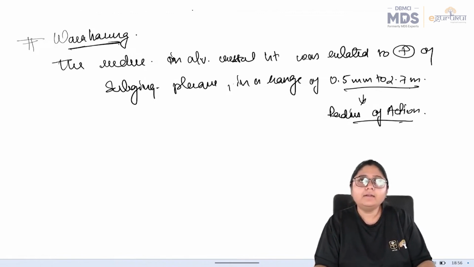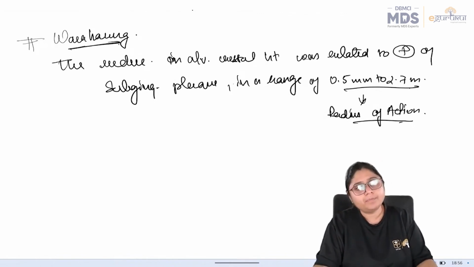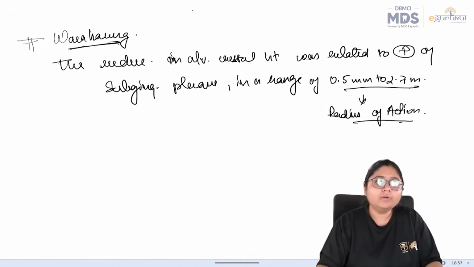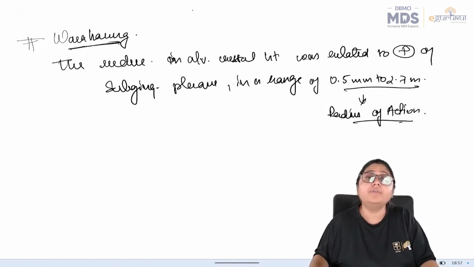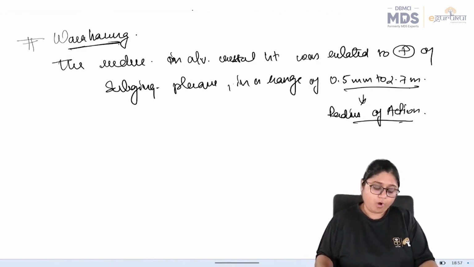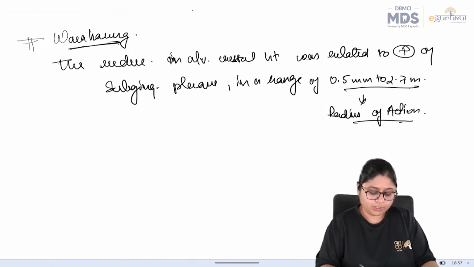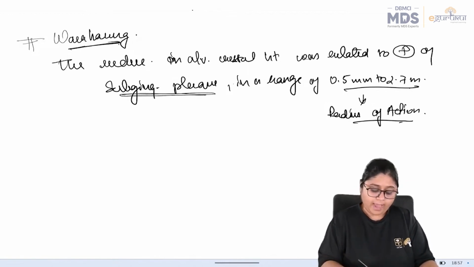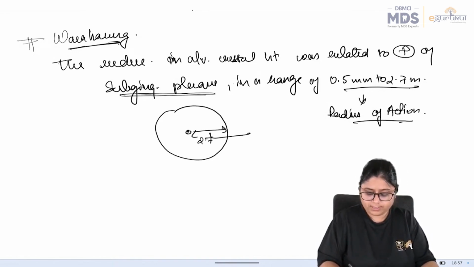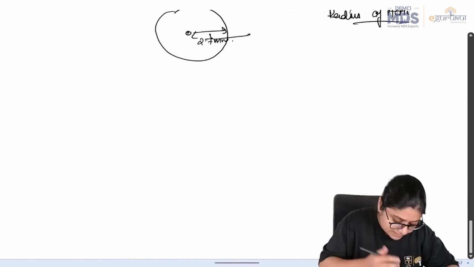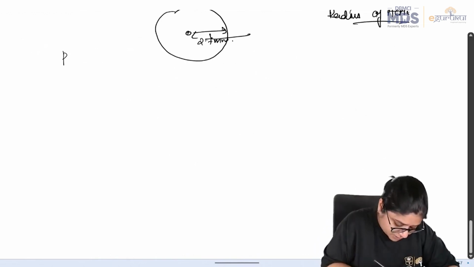He said that even if trauma from occlusion is not present, there is presence of infrabony pockets. There is presence of vertical bone resorption. So according to him, the main cause for inflammation or for vertical bone resorption was the subgingival plaque acting in a radius of up to 2.7. Understood? That is the concept of radius of action.